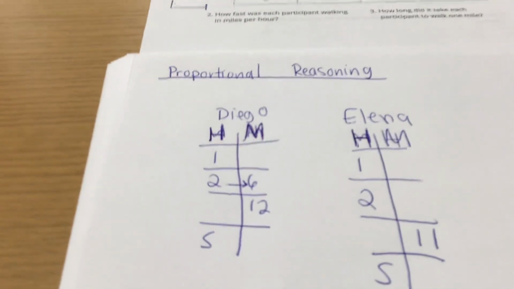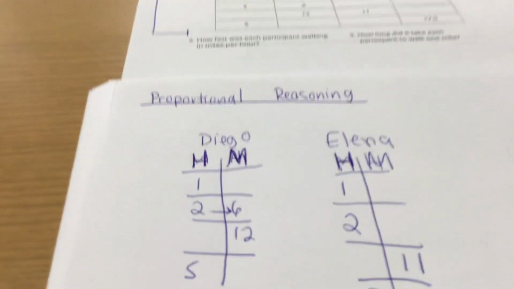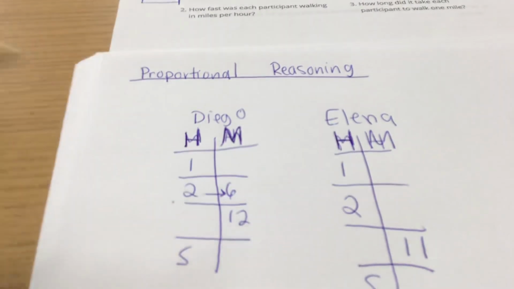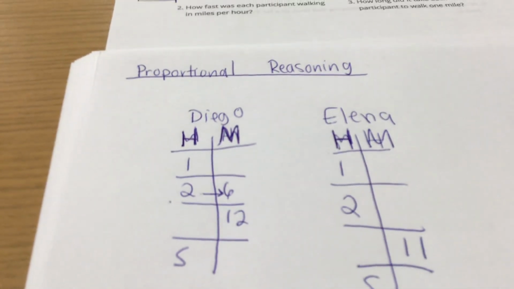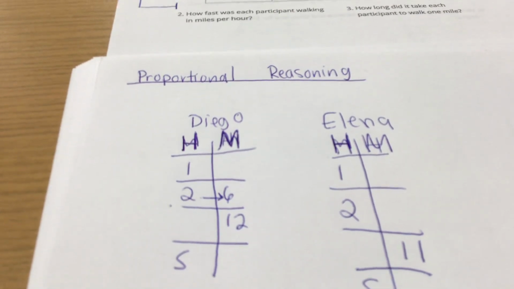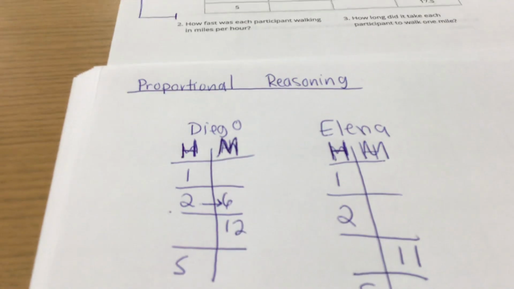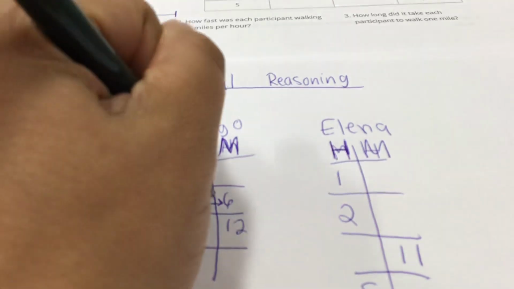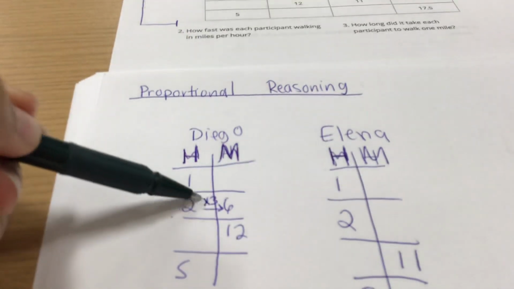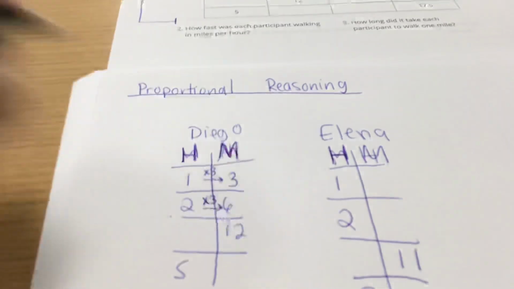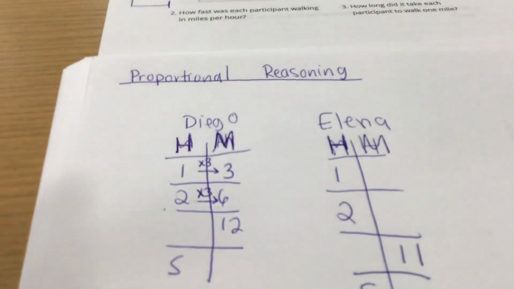So I'm gonna start here with Diego because his actually looks the simplest to me. I can see that in 2 hours, Diego walked 6 miles. So if he's walking at a constant rate or a constant speed, that makes it really easy for me to see what speed he's walking at in 1 hour. So for example, if I divide 6 by 2, I'm gonna get the number 3. So I know that his constant speed is 3. So 2 times 3 gives me 6. So if I multiply his 1 hour times 3, I'm gonna get 3 miles. So he's walking 3 miles per hour.